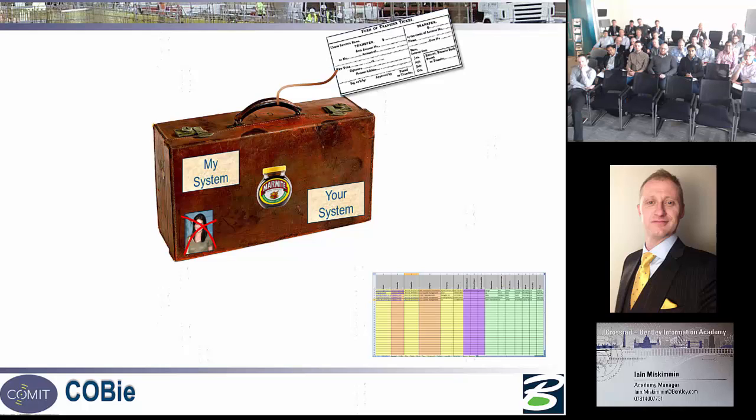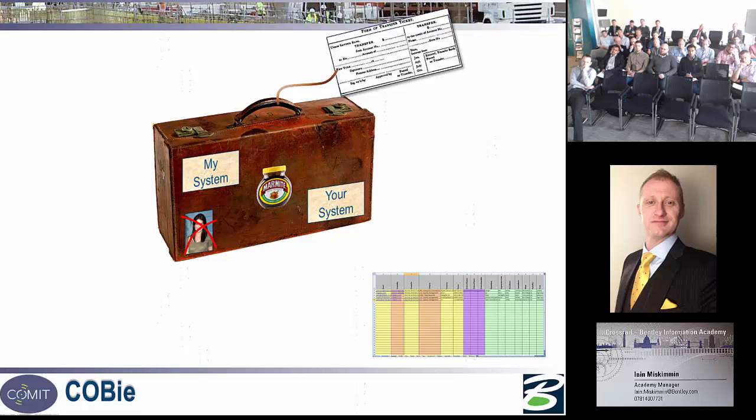construction operations building information exchange, COBie, which was the schema that was put together by Bill East and his team in the States for the US Army Corps of Engineers to exchange information from their construction into the operations maintenance phase.